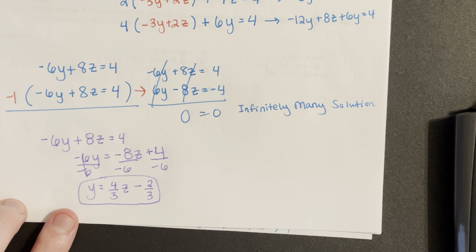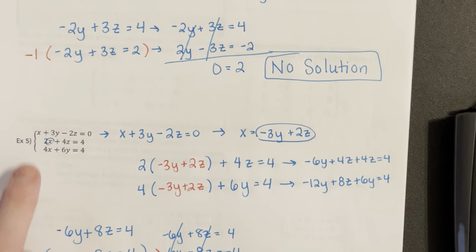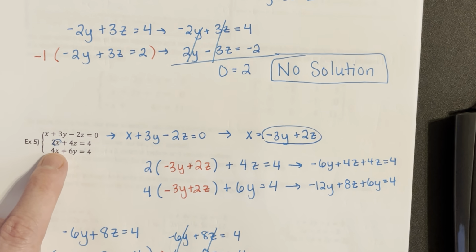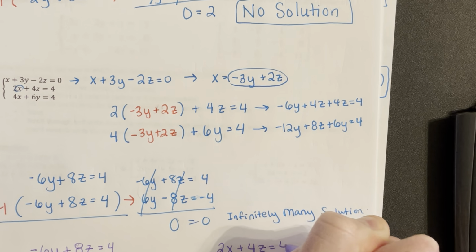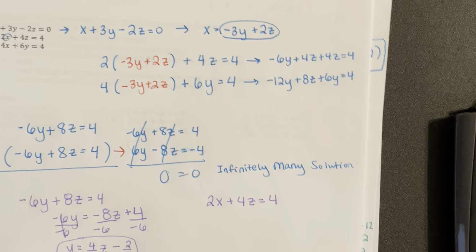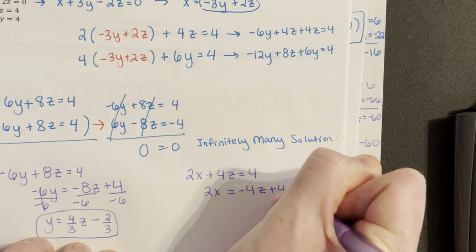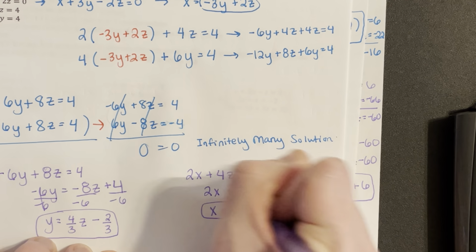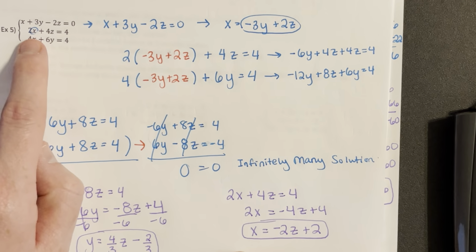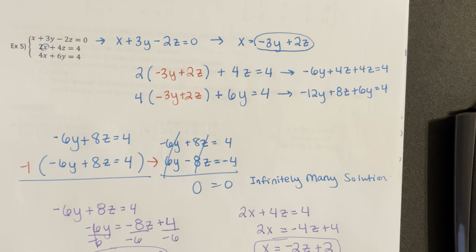The last thing we need to do is get x's in terms of z. That takes a little bit more work, but actually the second one we can do pretty easily. So if I had 2x plus 4z equals 4, I can take that one and solve for x. So 2x equals negative 4z plus 4. Divide by 2 is negative 2z plus 2. That one wasn't too bad. If I didn't have one that was just x's and z's, I would have to use this y and substitute it in there so that I did have something with only x's and z's in it.